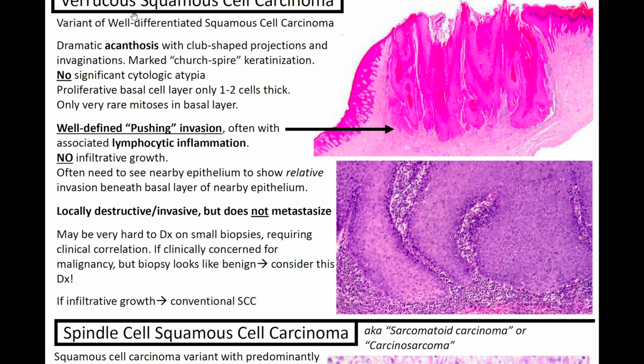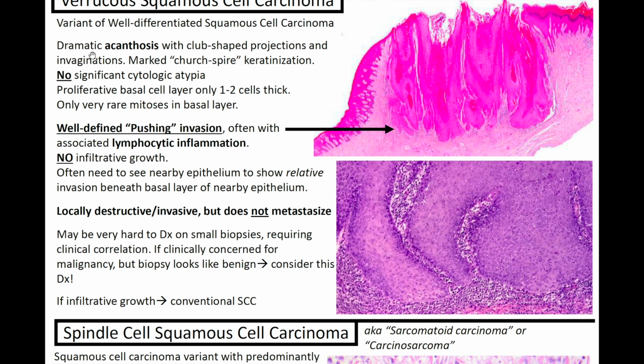Next up, we've got verrucous squamous cell carcinoma. So this is a variant of well-differentiated squamous cell carcinoma with dramatic acanthosis with club-shaped projections and invaginations. There is marked church spire keratinization that we see here. There's no significant cytologic atypia, but there is a proliferative basal cell layer of only 1 to 2 cells thick, and only very rare mitoses in the basal layer. There is well-defined pushing invasion, often with associated lymphocytic inflammation, and there is no infiltrative growth.